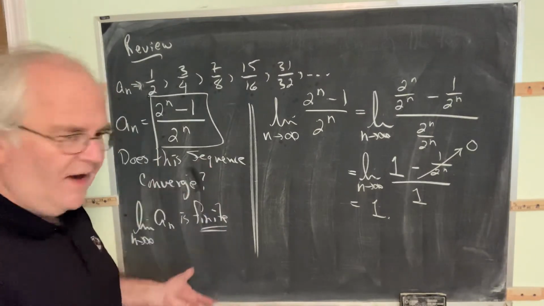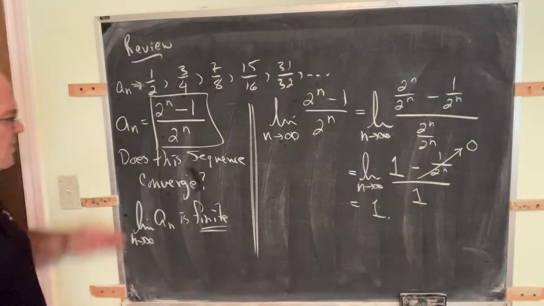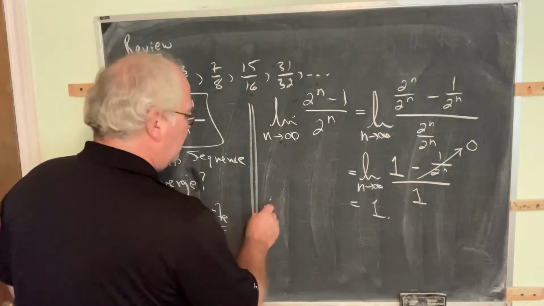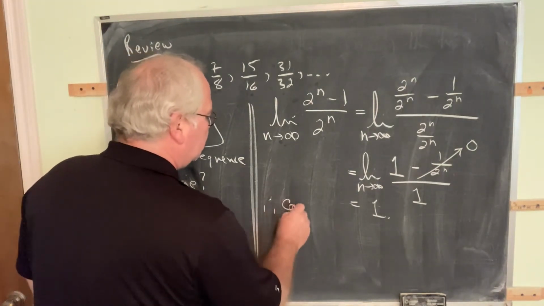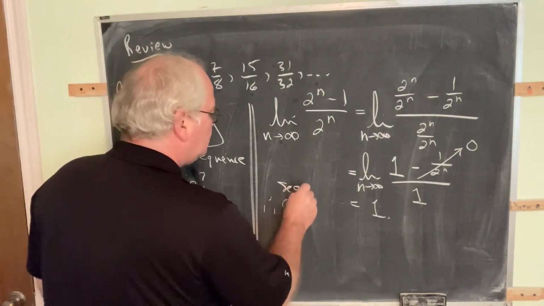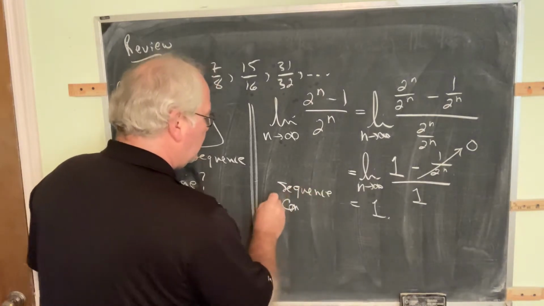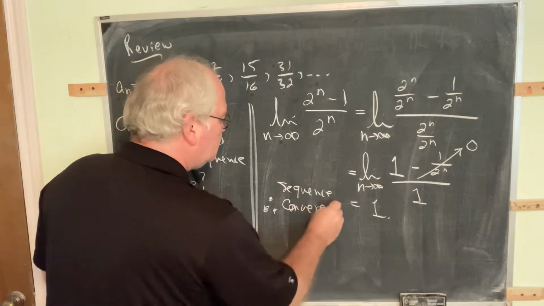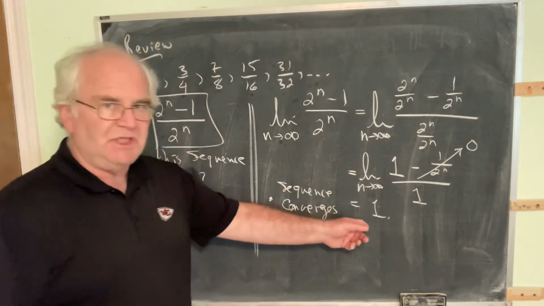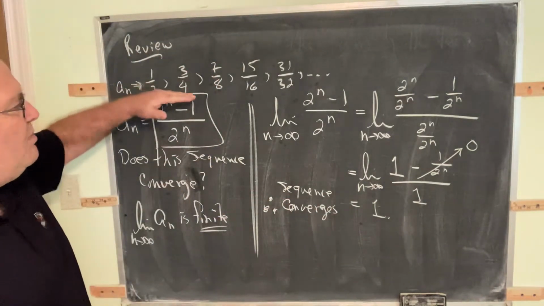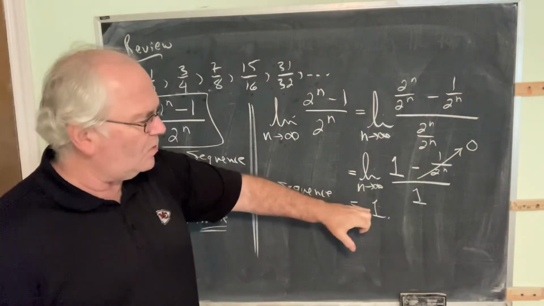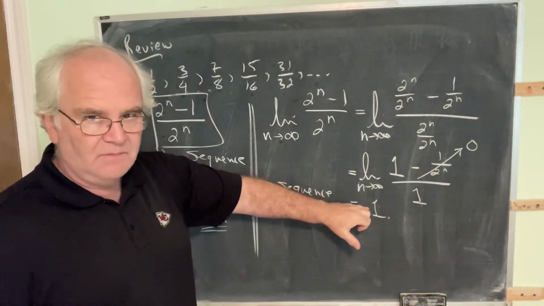And so what did we find out? Does this sequence converge? Yes, it converges. Therefore, the sequence converges, and we say it converges to 1. If you were to plot these points, the points on the graph would approach a horizontal asymptote at 1.